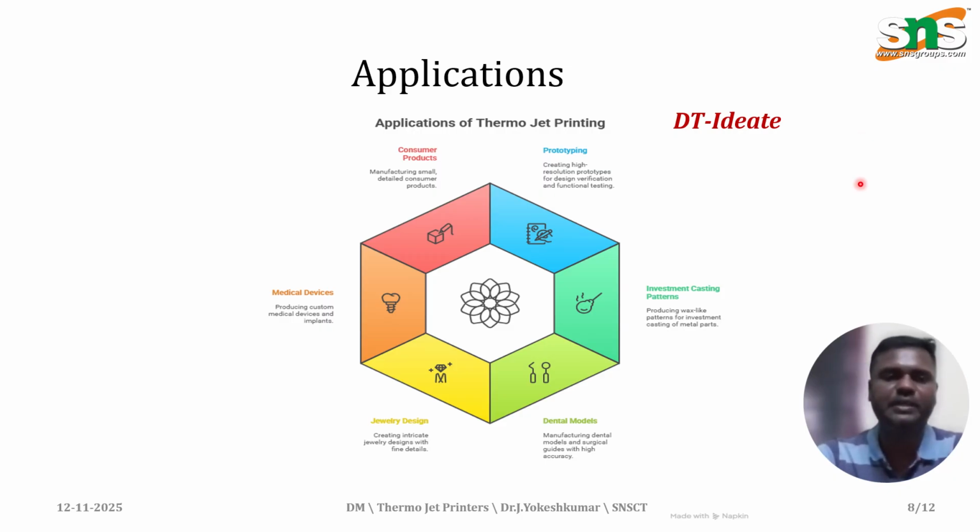These are the commercial applications of the thermo jet printing process: making consumer products, like daily consumable products used by customers, and creating higher-end prototypes that are used for functionality tests, and investment casting patterns mostly used for making jewel-related materials. Then dental models like teeth and other dental models can be developed. Then jewelry design, and medical devices can also be developed using this process.